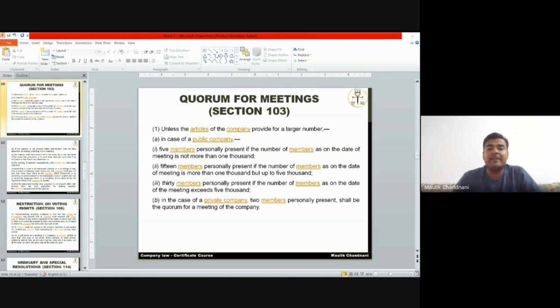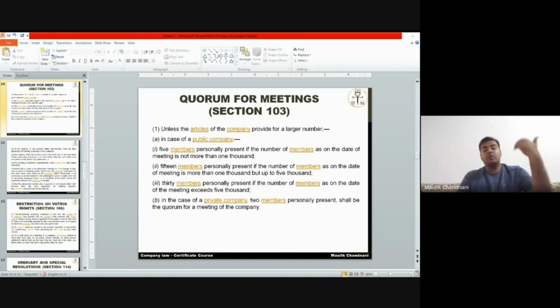And in the case of a private company, 2 members are required. So in a private company, 2 members; in a public company, 5 members up to 1,000 members, 15 members from 1,000 to 5,000 members, and 30 members above 5,000 members shall be required to conduct a proper quorum. If any number less than these threshold limits is present, then the meeting will be adjourned because the quorum is not present. Simple. This is defined under subsection 2.